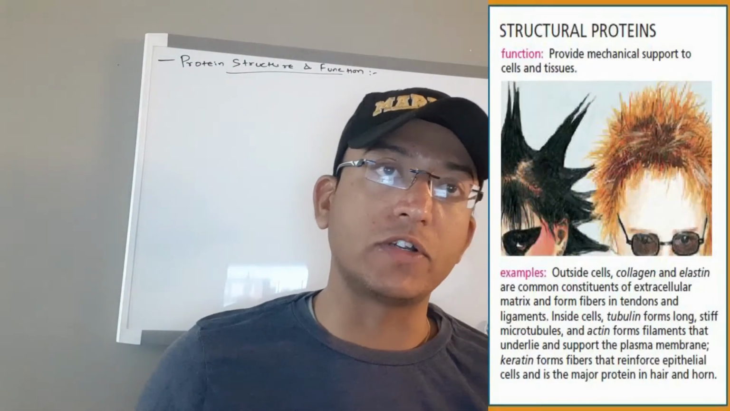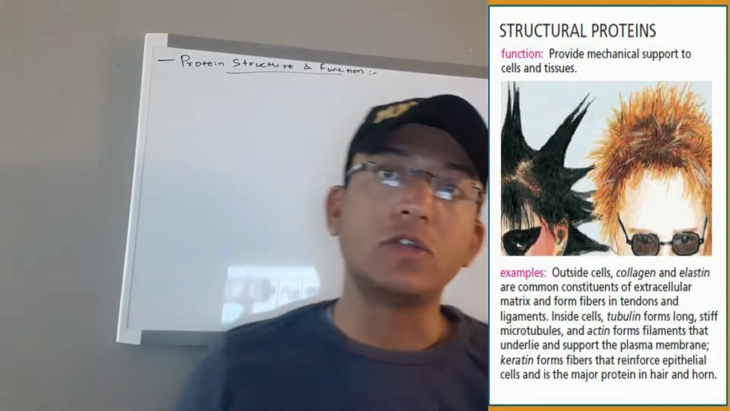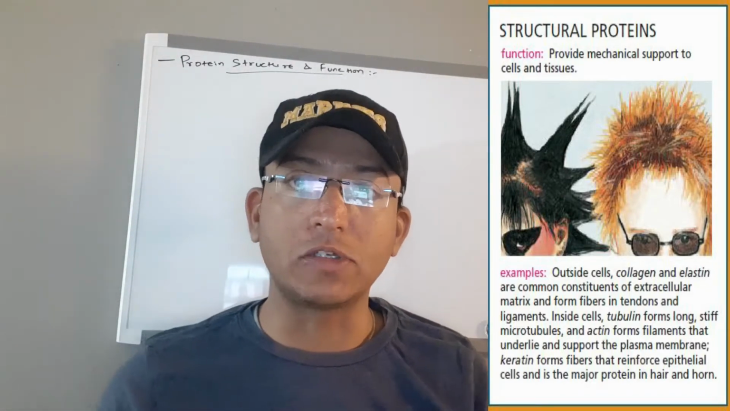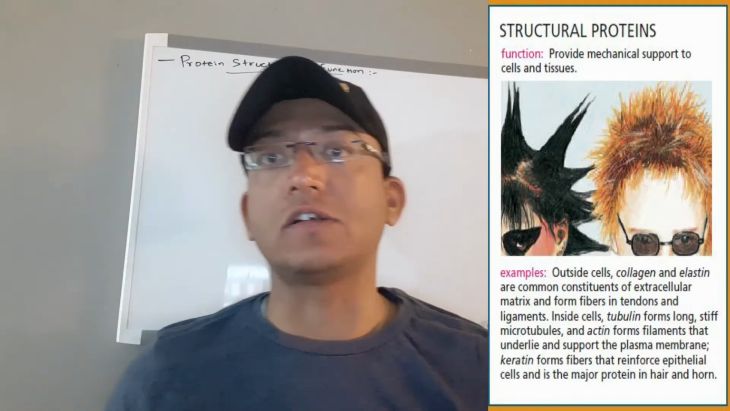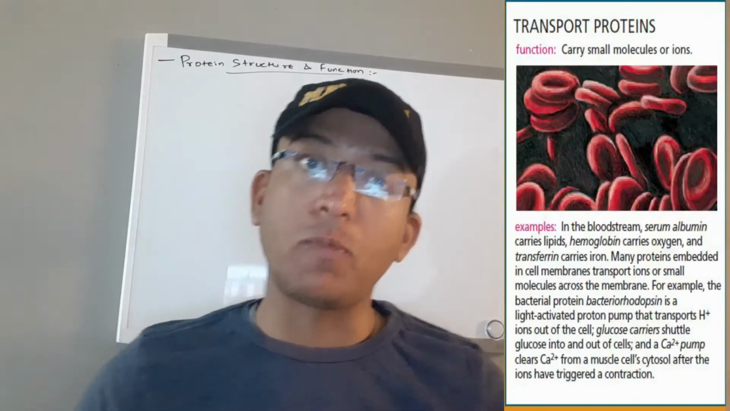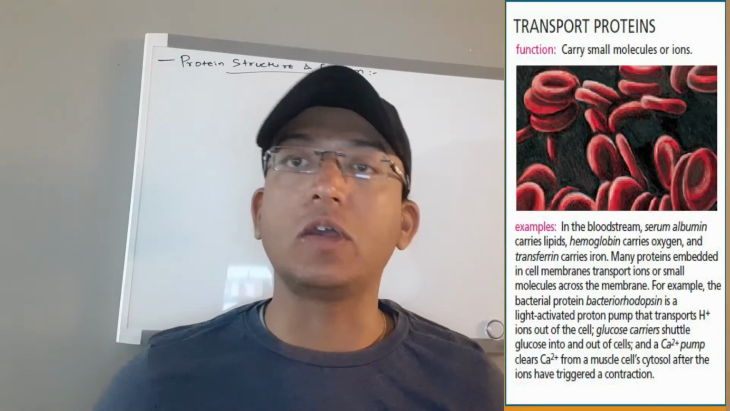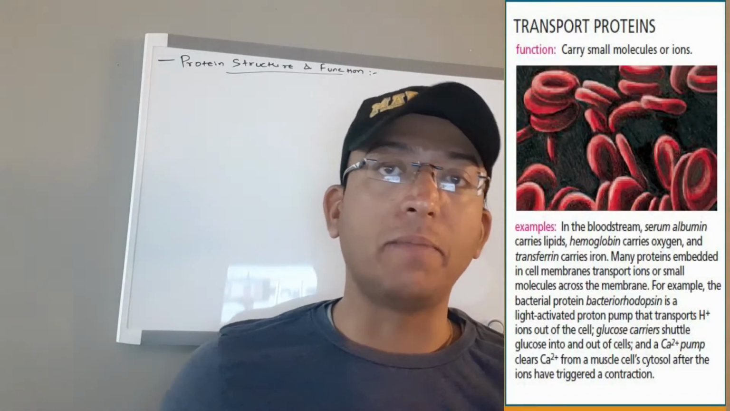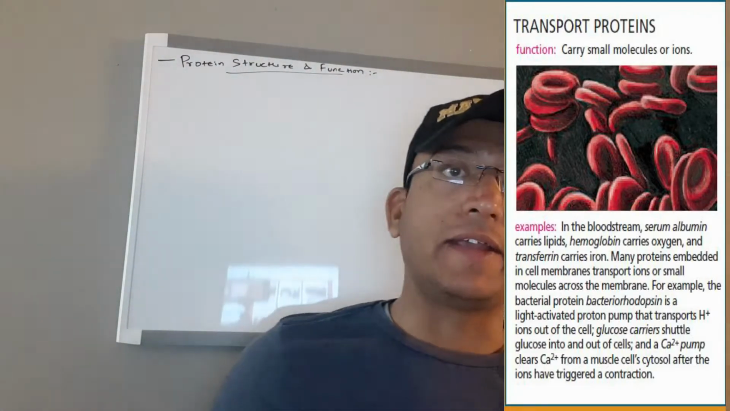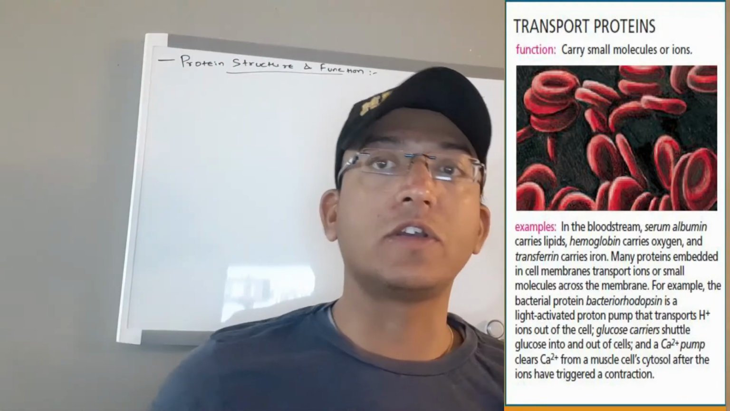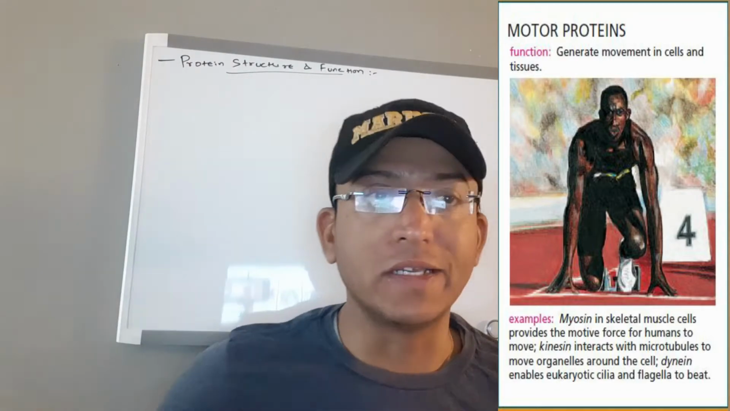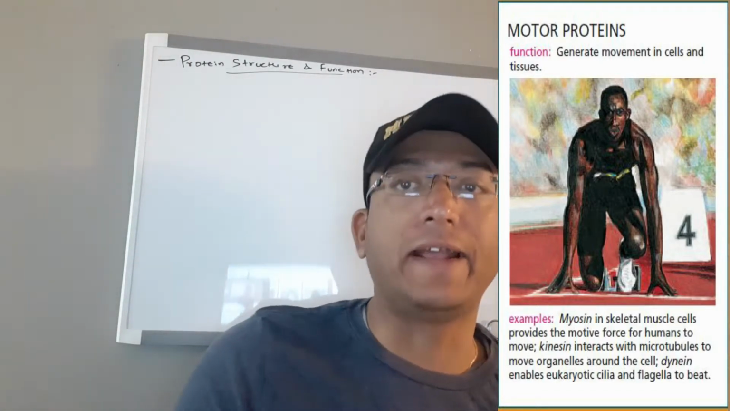So there is another function, that is structural proteins. They provide mechanical support to the cells and the tissues. The examples you can see are collagen and elastin. That is also one of the common types of proteins. There are transport proteins as well that carry small molecules or ions. And the examples you can see are serum albumin or hemoglobin that carries oxygen. All right, it's a good example. Then there are motor proteins that generate movements in the cells and the tissues. That example is myosin.